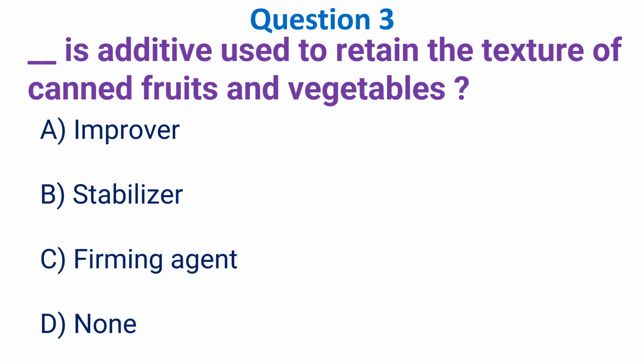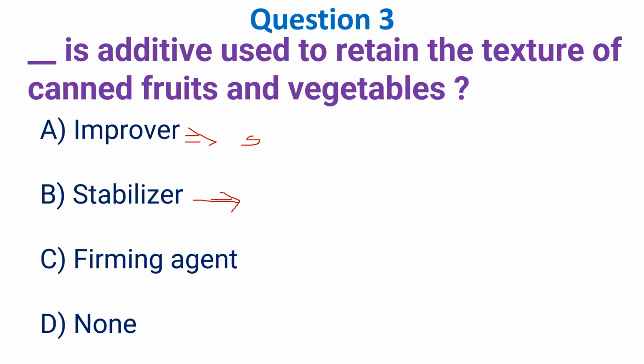The next question: dash is an additive used to retain the texture of canned fruit and vegetables. Options are improver. We discussed the improver in the first question. The main function of improver is increasing the strength and workability of dough.